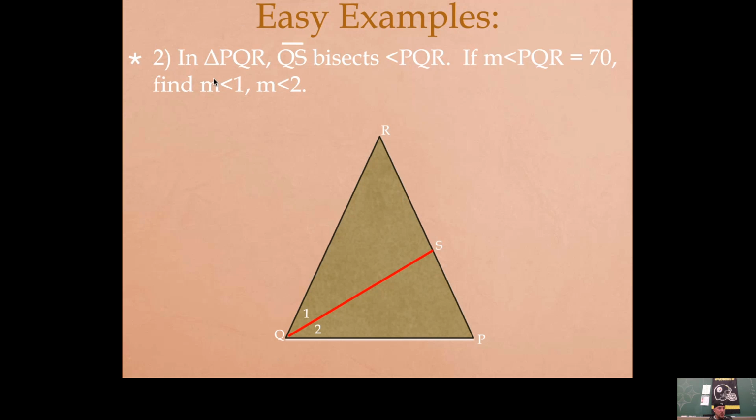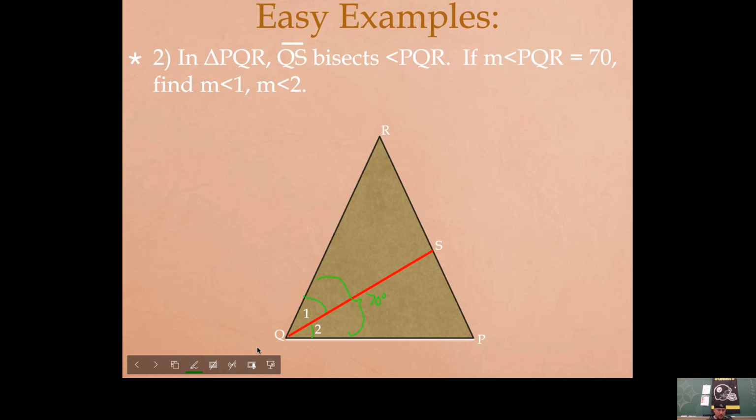Different triangle. Now it's triangle PQR. Segment QS, that's the red one, is going to bisect angle PQR. If the measure of angle PQR is 70, so this whole entire angle is 70. So I'm going to make a little bracket kind of thing. That entire angle is 70. But we know that this angle gets bisected by that red ray. So if the whole thing's 70, what are the two little pieces?